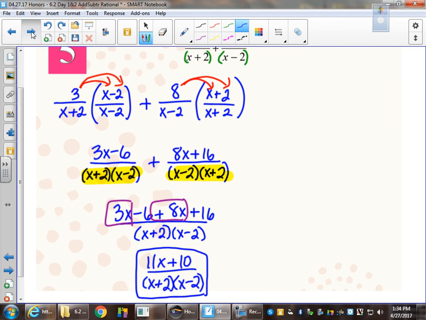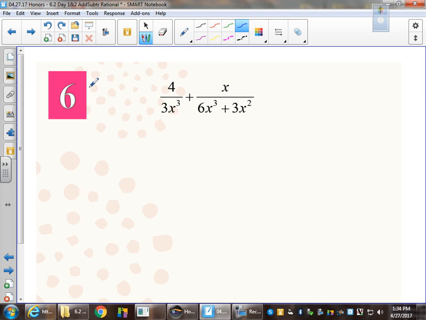One more for today's notes. Number 6. We've got 4 divided by 3x to the third plus x divided by 6x to the third plus 3x squared. Interesting. So I have a monomial and then I have a binomial. There's nothing you can do to this binomial to get it to become 3x to the third. And there's nothing you can multiply 3x to the third by to somehow suddenly get addition.